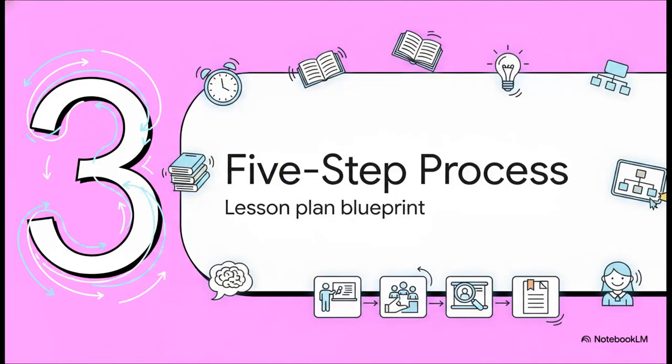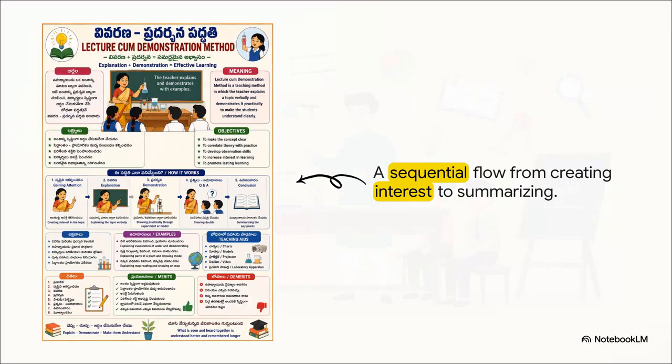Section 3, the 5-step teaching process, your lesson plan blueprint. Okay, let's break down all this theoretical magic into a totally repeatable, chronological process you can use every single day. Think of this entire process as your roadmap. A really successful class period moves sequentially.